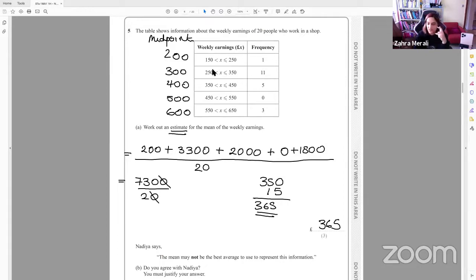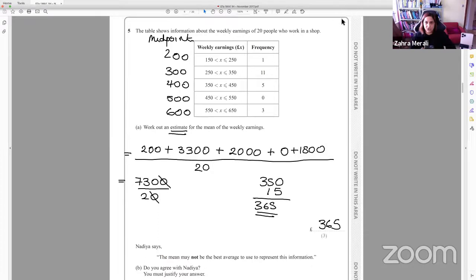So sometimes the mean isn't the best because it's affected by extreme values, right? So the mean will be affected by extreme values, so the median may be better. So whenever you get asked that, you just think, okay, well, if I've got an extreme value, the mean is going to be affected by it, where the median is not affected by that.